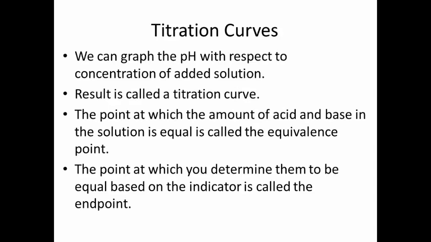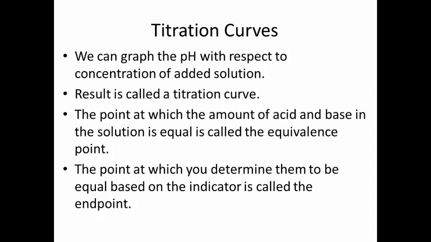And titration curves are a graph where we're showing the pH with respect to the concentration of the solution that we are adding to our known acid or known base. So we call that a titration curve because as we add each amount, we plot a new point for the new volume of the solution that's added, and we can see how the pH changes over time of the solution being added.